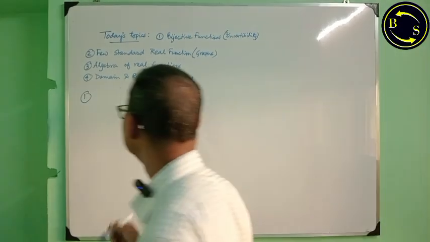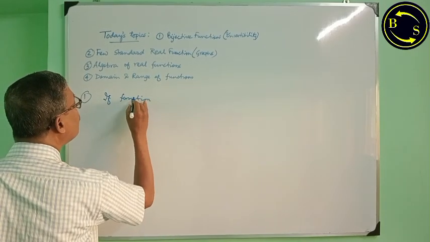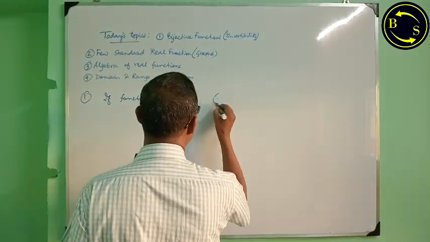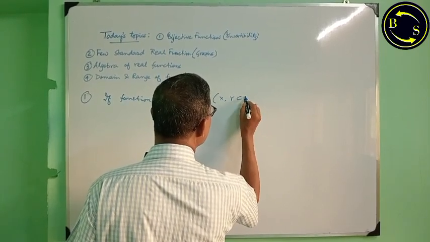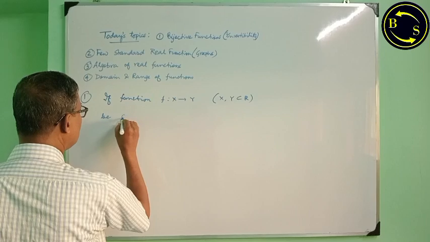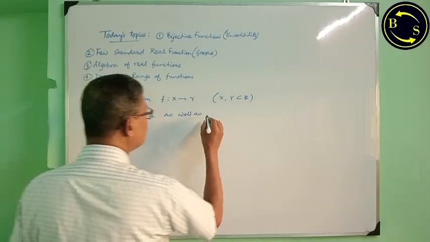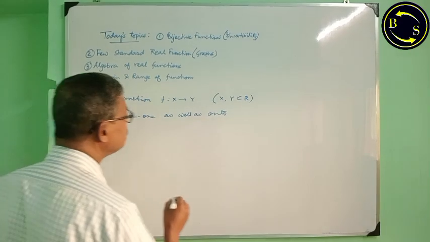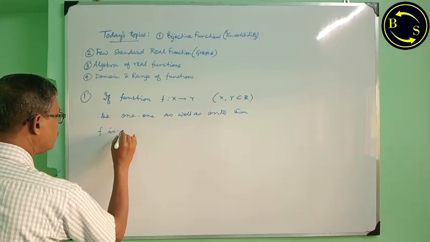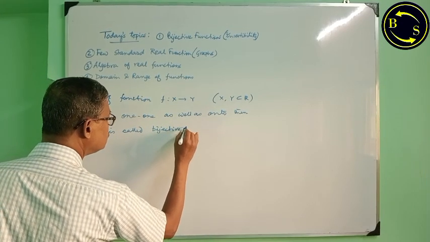If a function f from x to y, both are subsets of the set of reals, is 1-1 as well as onto, then f is called a bijective function.